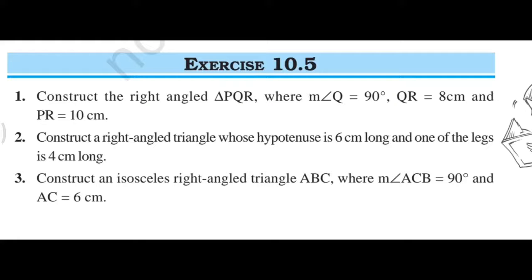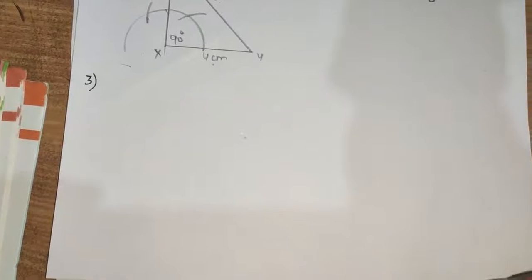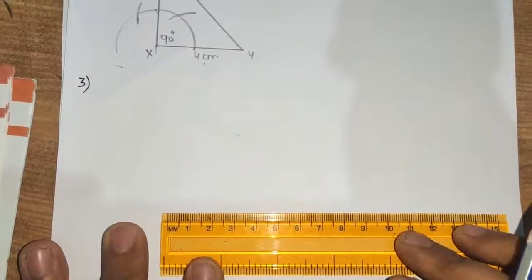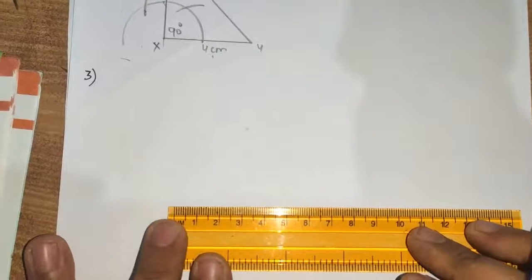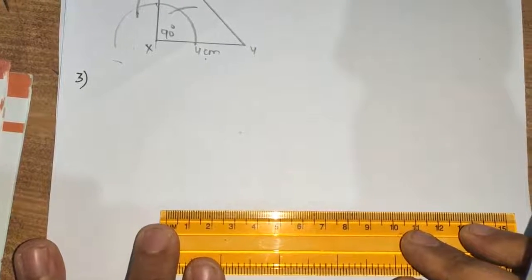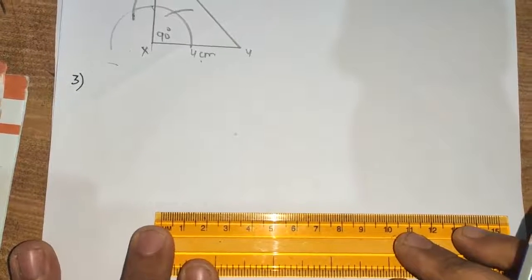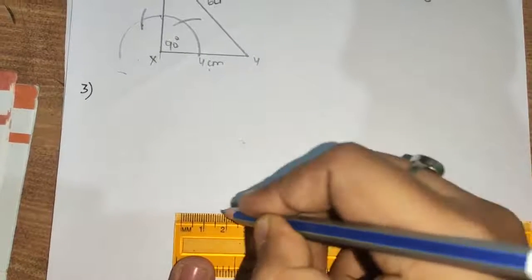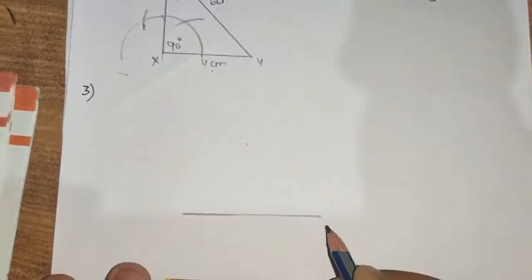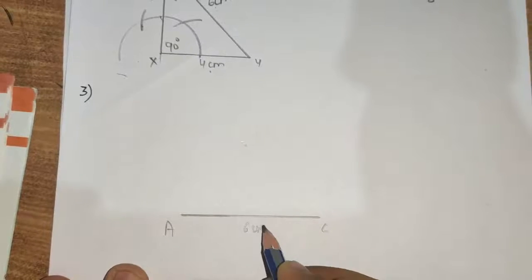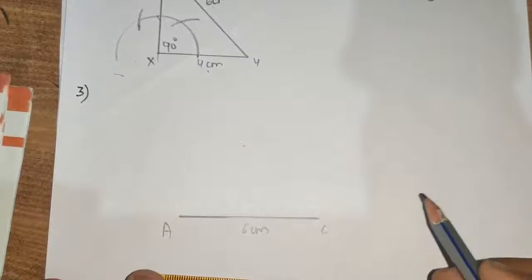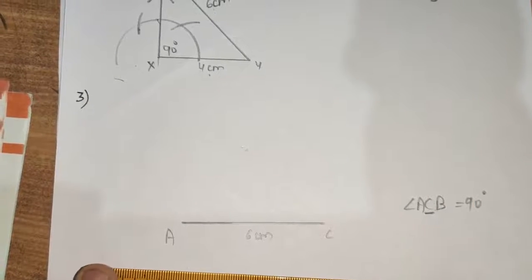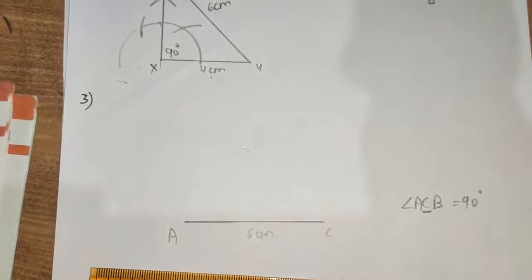Now let's draw this triangle. Here I have told you what is isosceles right triangle. So two sides, it is given ACB is equal to 90 degree and AC is equal to 6 centimeters. So first of all we will draw AC 6 centimeter, here C, here A, 6 centimeter, and in angle ACB you can see angle C is 90 degree. So we will draw 90 degree on C.